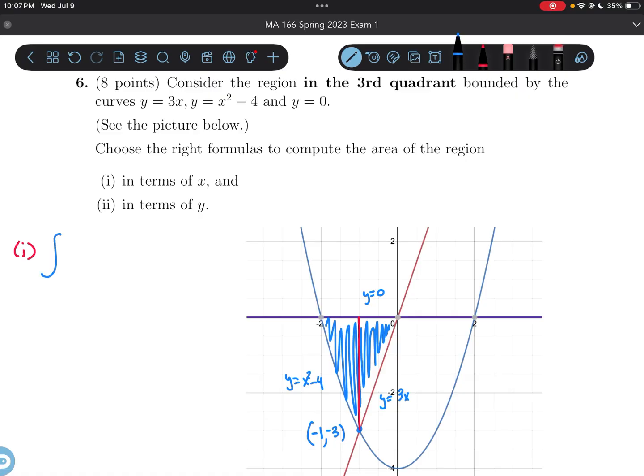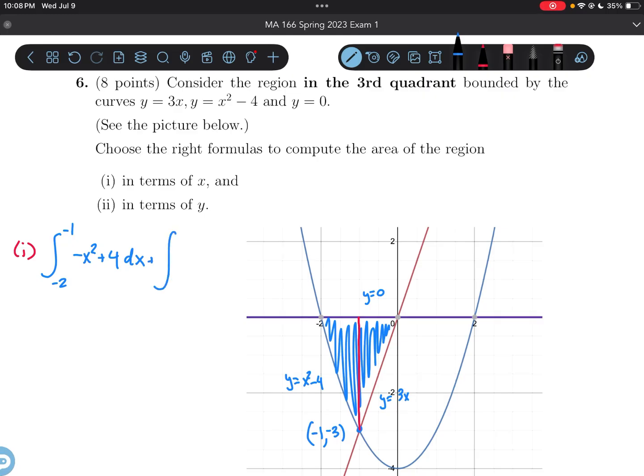So let's go left to right. Let's start with this region first. The top curve is y equals 0, and the bottom curve is x squared minus 4. So what goes in our integral is 0 minus (x squared minus 4), so it's negative x squared plus 4 dx. And then the bounds of this region is from -2 to -1. So that is the lower and upper bounds of our integral.